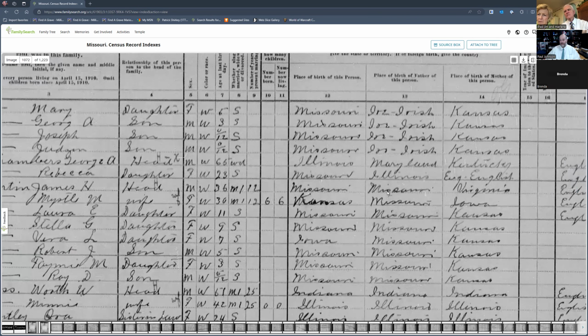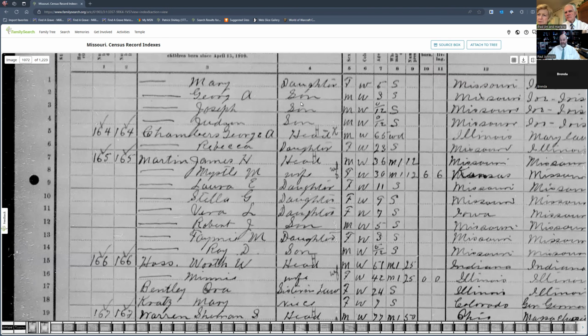Most census records also include where this person was born and where their parents were born. So he was born in Missouri, as was his father, and his mom was born in Virginia. So you might be able to help track down parents based on where they were born.